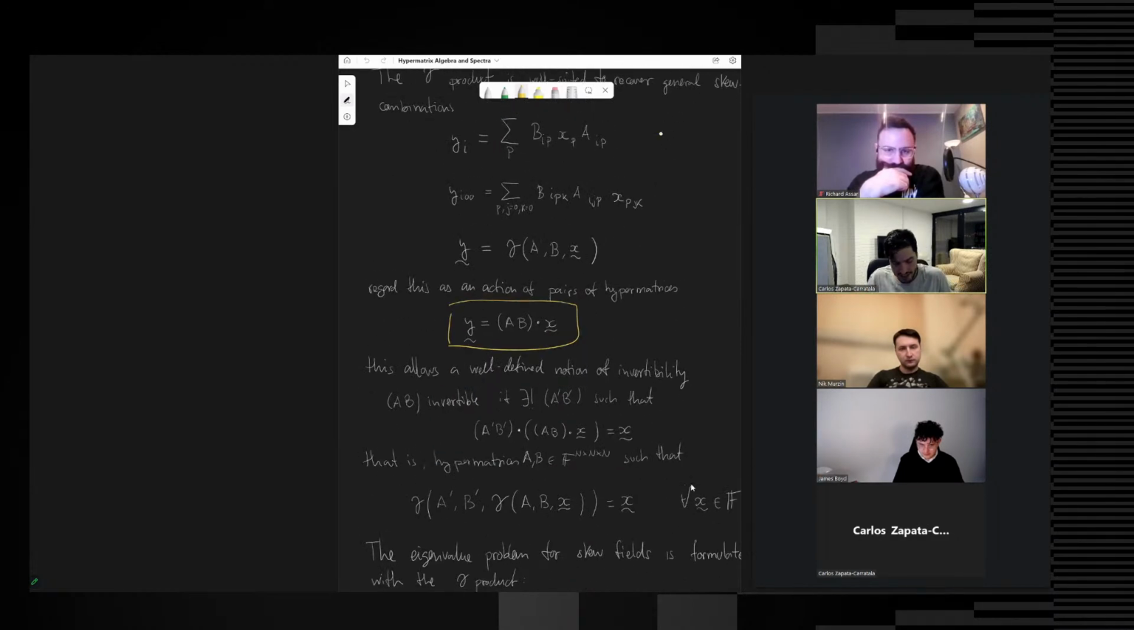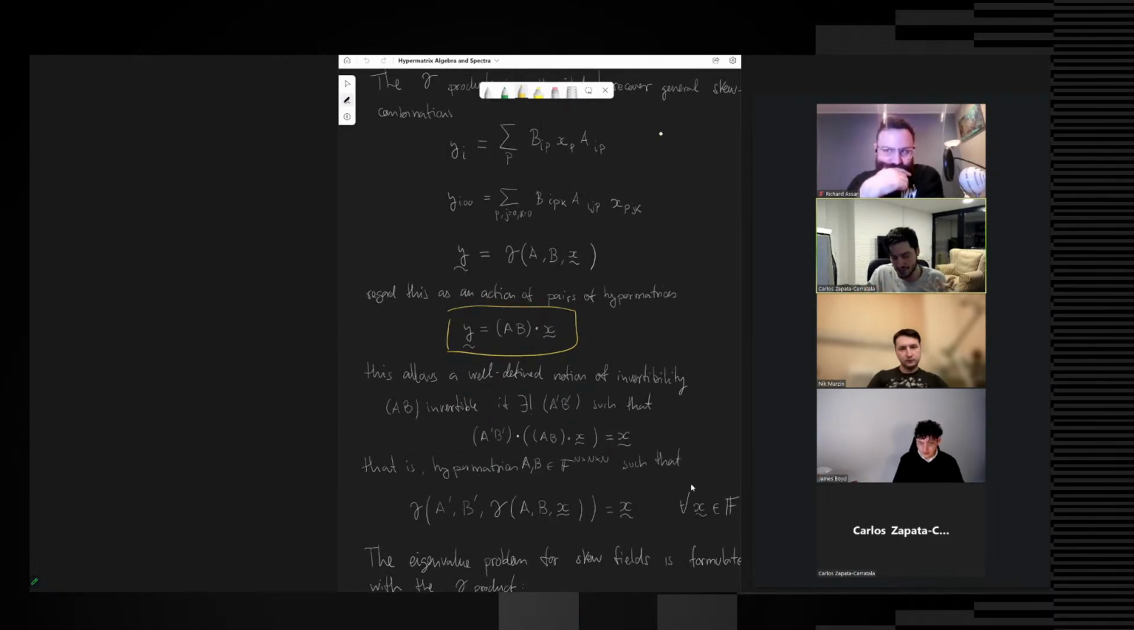Okay, so this actually leads naturally, because it's a kind of an action, there's a group structure behind, or at least a monoid structure, so these things compose.